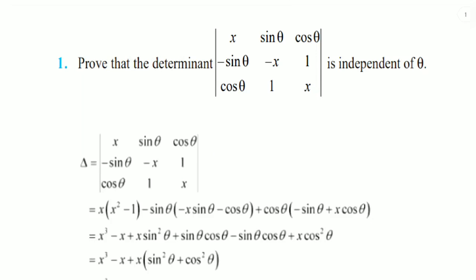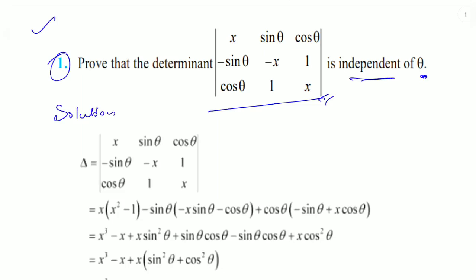So in this video, we'll solve some problems of the miscellaneous exercise of the determinant chapter of the NCERT books. Okay, so let's start without any delay. So this is problem number 1, where we have to prove that the given determinant is actually independent of x. Okay, let's go to the solution.